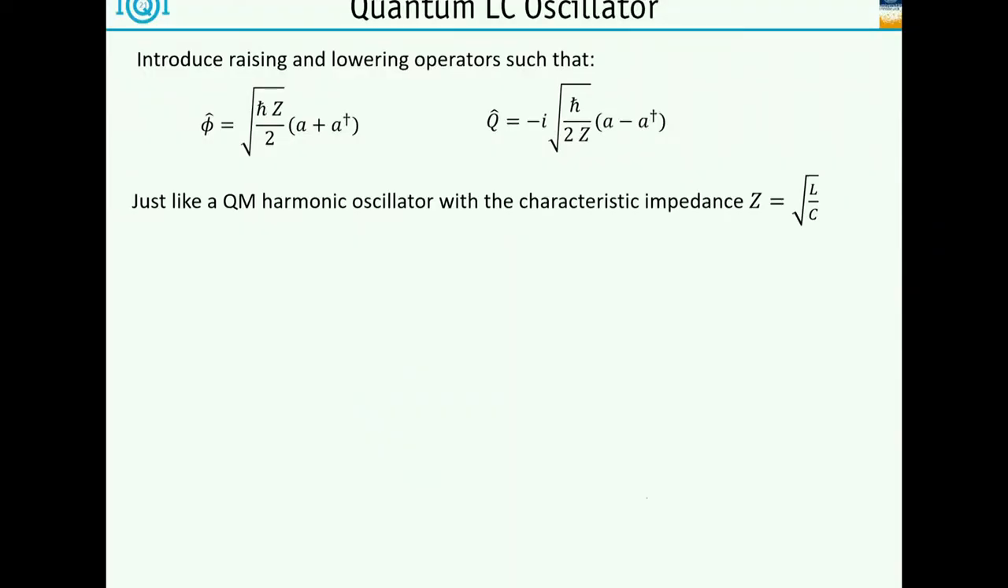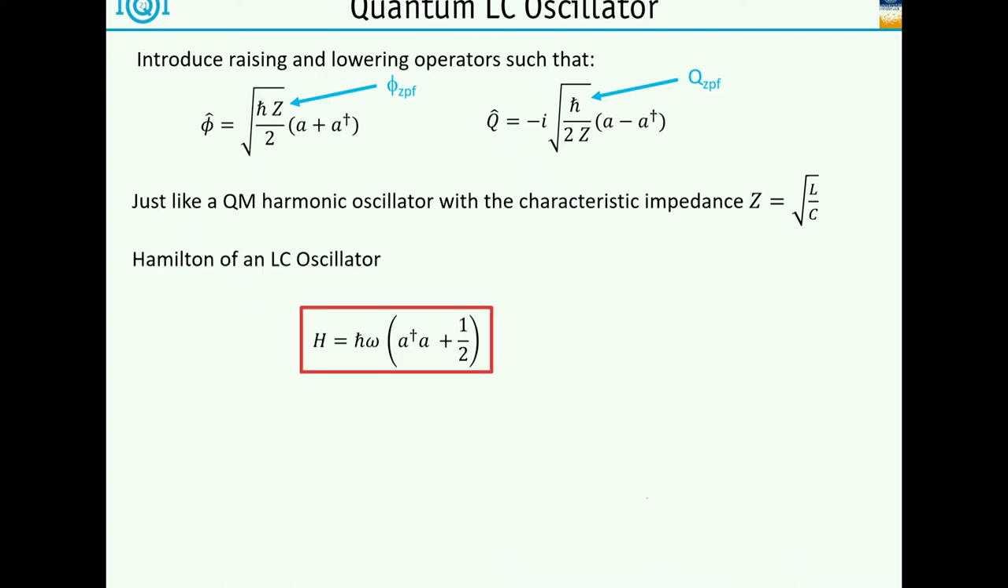Now, I already said that I treat charge and flux as position and momentum, so I can do the same thing I do for quantum harmonic oscillators. I can introduce raising and lowering operators such that my flux is a plus a dagger, and my charge is minus i times a minus a dagger, with a strange-looking prefactor. There's no mass and resonance frequency anymore, but there's the so-called characteristic impedance, which is just the square root of the inductance divided by the capacitance. I forgot to mention that this prefactor tells you the zero-point fluctuation of the charge or the flux, so it is essentially related to the ground state size of our LC oscillator.